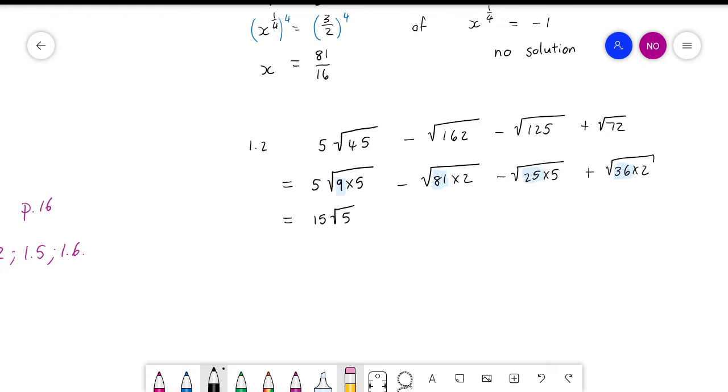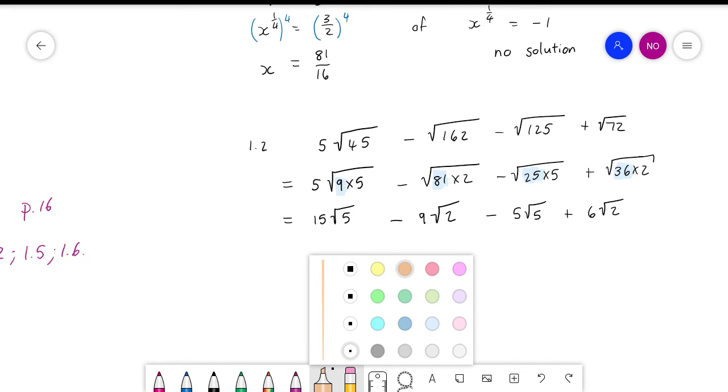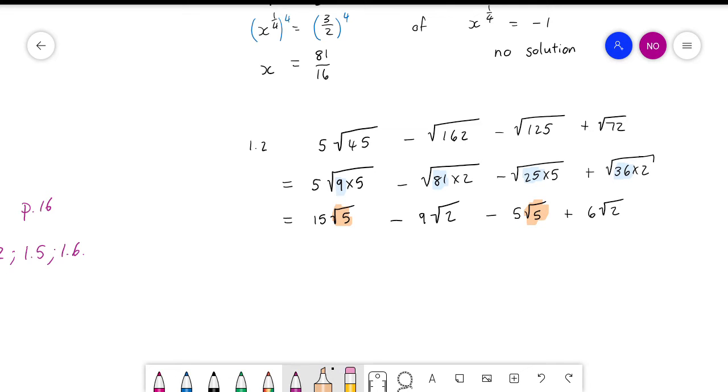Good. Then this one, what is the square root of 81? 9. So I'm going to take the 9 out, and the 2 stays under the root. Next one, the square root of 25. And then here I've got 6 root 2. Now, I regard these as like terms and these as like terms. So I'm going to say 15 minus 5 is 10 root 5 that remains. And minus 9 plus 6 is minus 3 root 2.